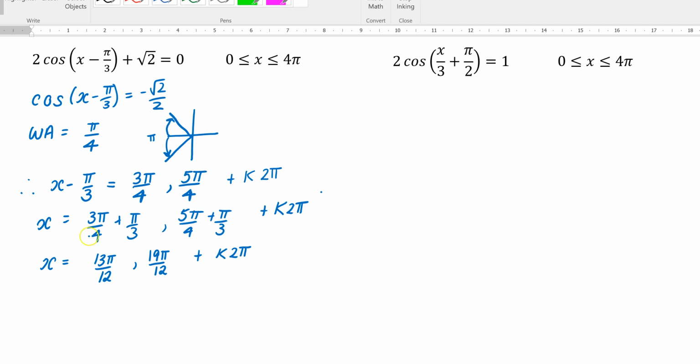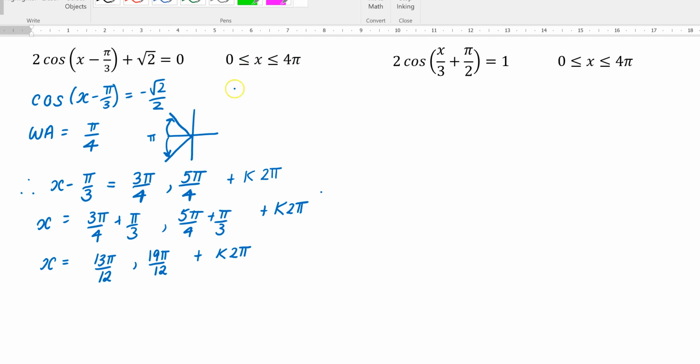At this point, I can get my calculator out and just go, what's 3/4 plus 1/3? Gives me 13/12, and we just stick the pi in. What's 5/4 plus 1/3? 19/12, and stick the pi in. We now have to go back and look at our domain. Can I add on another 2 pi, another lap, and get 2 more solutions?